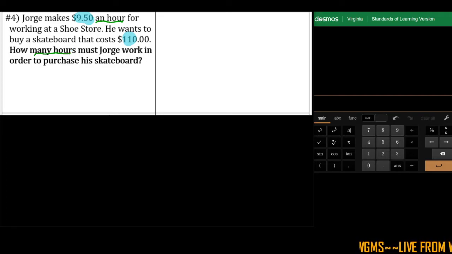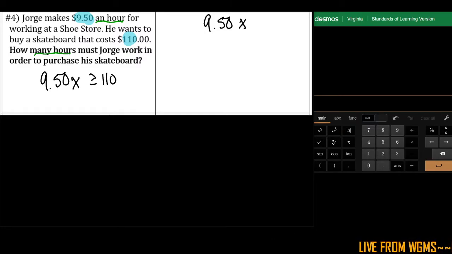So I'm going to set up my inequality like this. If it's $9.50 an hour, I have $9.50 per x, where x is the number of hours. And I need at least $110 to get it. So again, when you solve this, it is a simple one-step equation. However, you want to make sure that you're understanding what is coming out of it. So I'm going to divide both sides by 9.5.